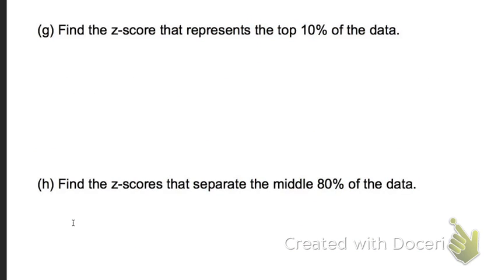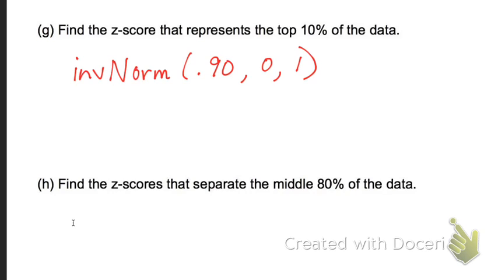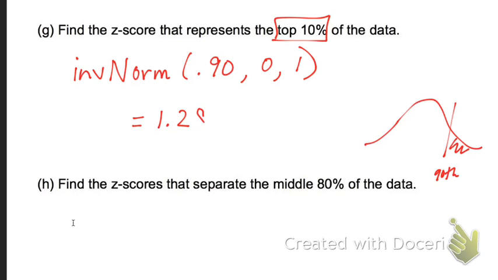Looking at G, what do you think that I would do for this kind of question? 1 minus 0.5. Inverse norm, 0.9. Because it's the top 10%. So if you're in the top 10% of your class, you're at the 90th percentile. What do you get? I got 1.28 for that. That sounds right.